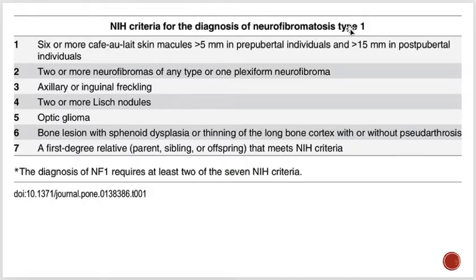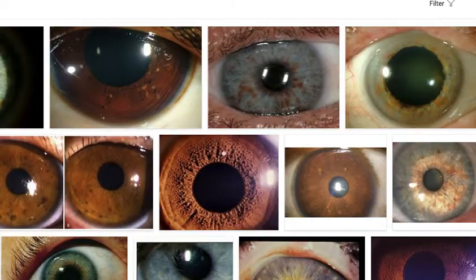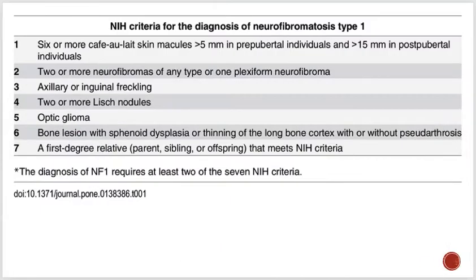The diagnosis of neurofibromatosis requires at least two out of the seven. Two or more neurofibromas of any type, or one plexiform neurofibroma; axillary or inguinal freckling; two or more Lisch nodules. Now, what are Lisch nodules? I will show you over here, again I will take the help of Bing. You can see these are the Lisch nodules. Optic glioma, of course, needs imaging. Bone lesion with sphenoid dysplasia needs imaging. A first degree relative, parent, sibling or offspring, that meets this criteria. We need two out of these seven.